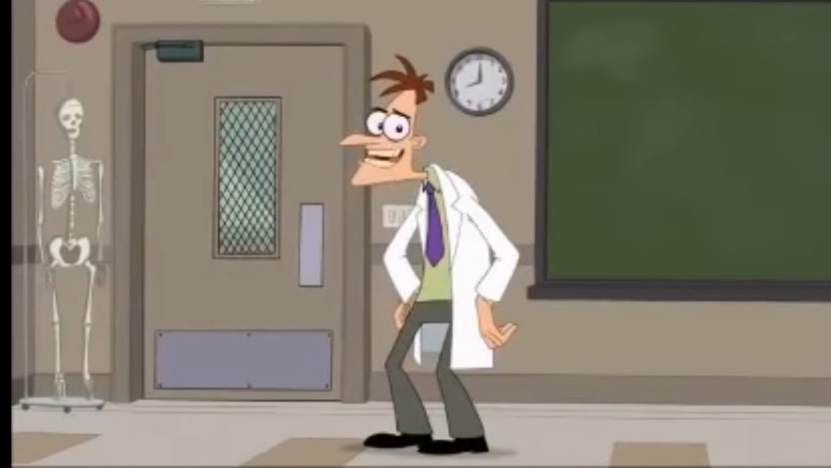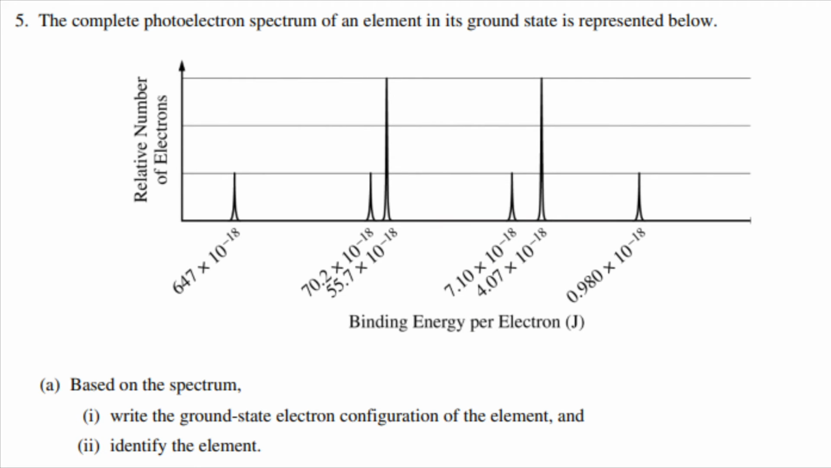Let's review an AP exam question. For part of section 1, we will count the number of electrons released to figure out the subshell. The first peak is 1s. The second peak is 2s. The third peak is 2p. The fourth peak is 3s. The fifth peak is 3p. And the sixth peak is 4s.